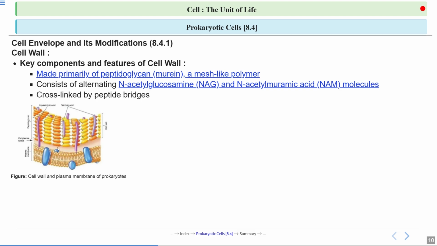So this periplasmic space divides the cell wall and the plasma membrane. You can see here the peptidoglycan is made up of NAG and NAM, NAG and NAM, NAG and NAM. They are alternating with each other and are joined together with the help of peptide bridges. Now let's move on.